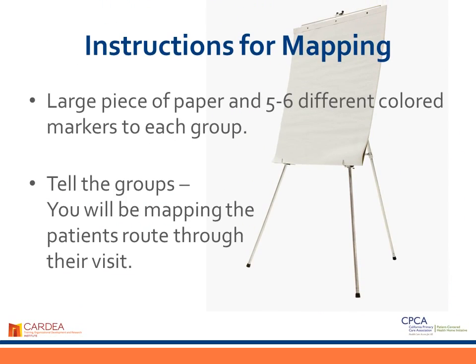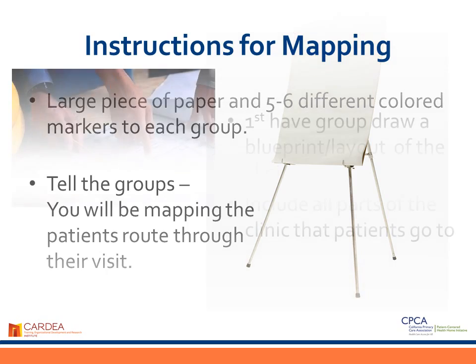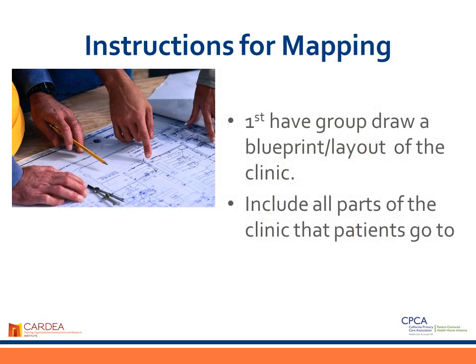Each group gets a piece of easel paper or some other large piece of paper and 5 to 6 different colored markers. Let the group know they will be mapping the patient's route through their visit at the clinic. The small group's first task is to draw, to the best of their ability, and there are no prizes for beauty, the clinic layout. Be sure that everywhere a patient may go for service is represented in this blueprint or layout of all parts of the facility. If there are offices or administrative areas where patients don't go, they do not need to be included or identified.